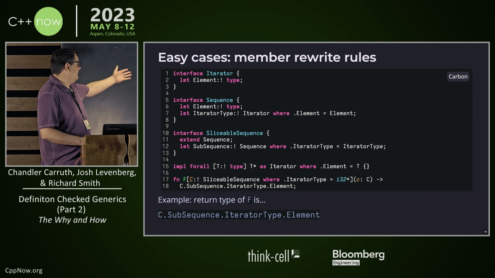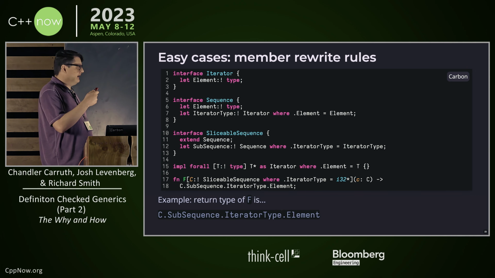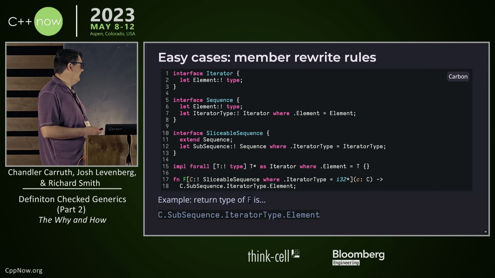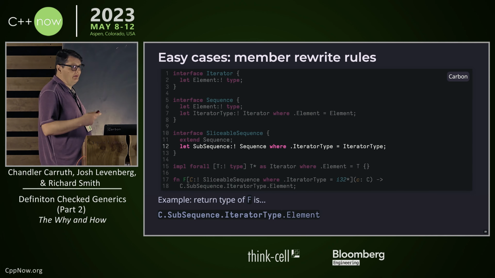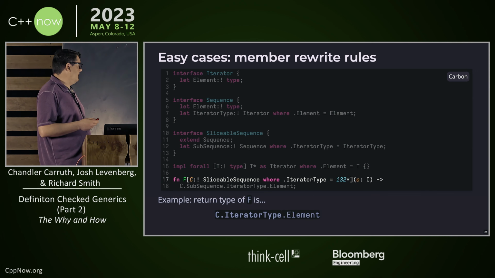So for example, we can have a setup like this, where we have rewrites in an interface, we have a rewrite in a function, we have a rewrite in an impl, and we can ask, what is the return type of this function f? So we start off with C.subsequence.iterator type.element. And C.subsequence doesn't have a rewrite rule, but C.subsequence.iterator type does in this interface. And so we know that that iterator type is supposed to be rewritten to the iterator type of the sliceable sequence, which takes us to C.iterator type.